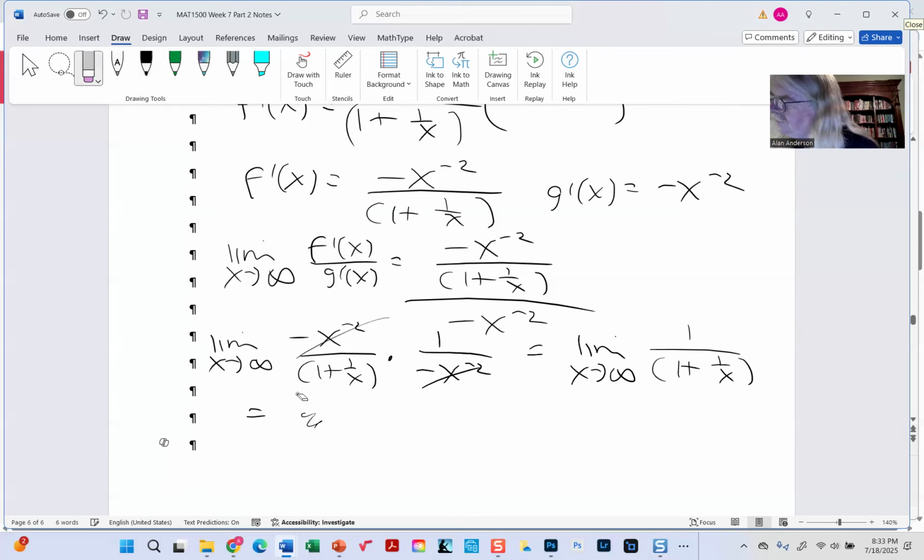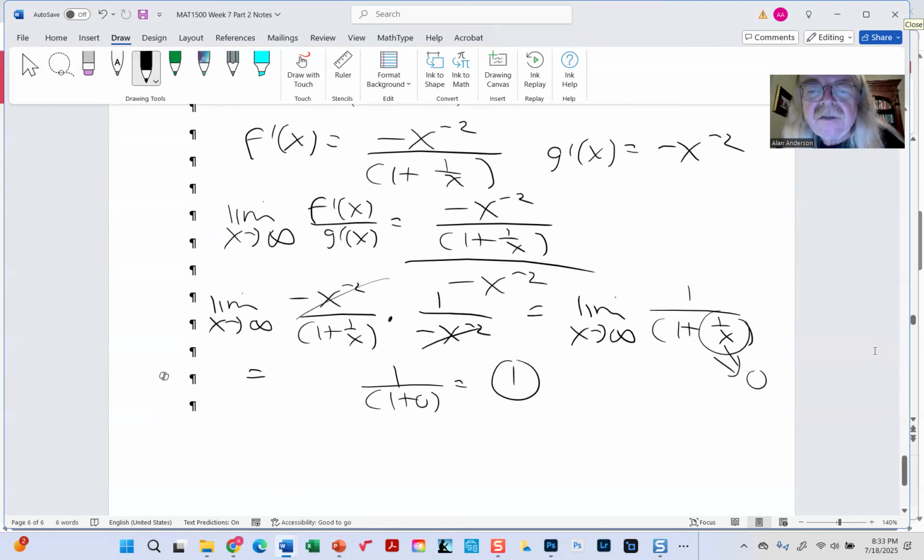All right, so we're getting close. With direct substitution, we'll have 1. What's happening is this is going to 0. So we're left with 1 over 1 plus 0, or 1.